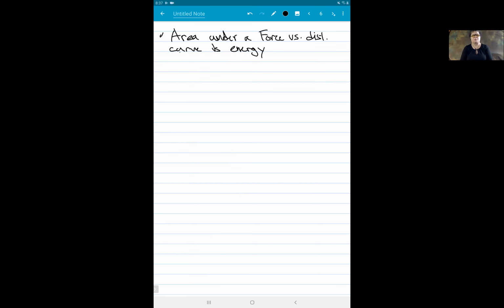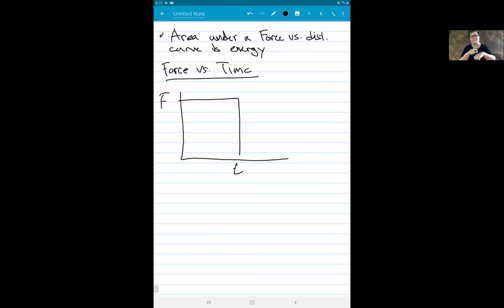An equally important thing that we're actually going to work with is force over time, which is not energy, but it's something else. So let's look at that right now, force versus time. Look at some plot right here. I have my force, I have my time. I'll make it just a simple rectangle like so. This area in here, what does this area mean?